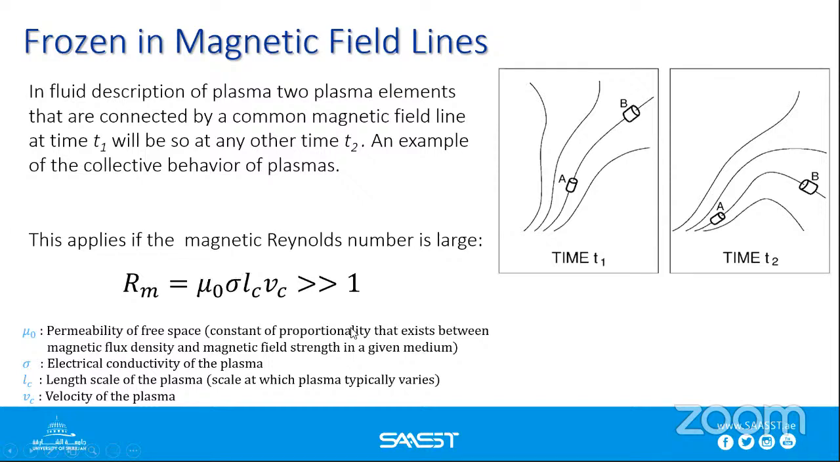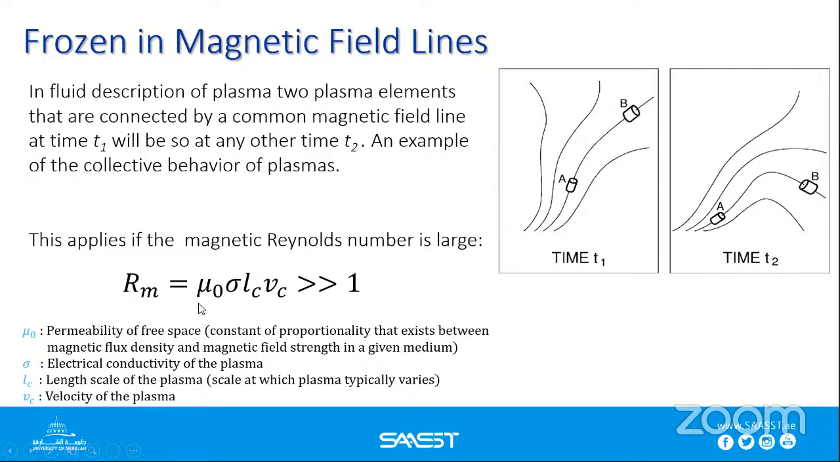So basically, it is the constant of proportionality between the magnetic flux and the magnetic field strength; the electric conductivity of the plasma we are talking about; the length scale, which is kind of vague, but depends upon where we are in space. For example, if you are close to the sun's surface, the length scale would be different. If we are away from the sun, where the plasma is flowing in a straight line, the length scale would be different. And also the velocity of the plasma.